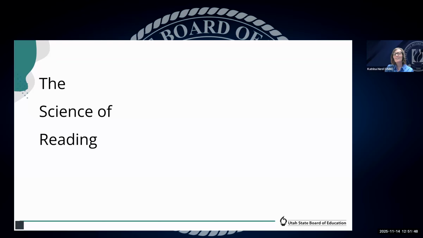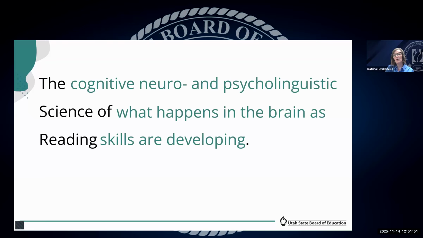give you some more positive anchors to think of. Instead of just the science of reading, we're going to think more about the cognitive, neuro, and psycholinguistic science of what happens in the brain while reading skills are developing. So we're going to be a little bit of neurologists today. What is going on up here and what connections are being made up here that makes it possible for us to look at words on a page and turn those into communication delivered and received? That's what's going on when we think about the science of reading.